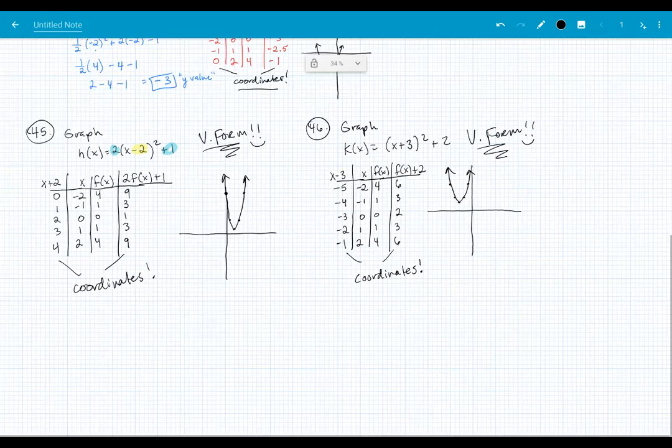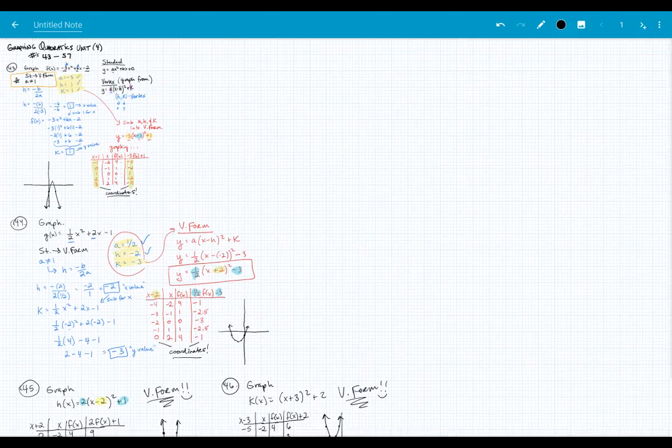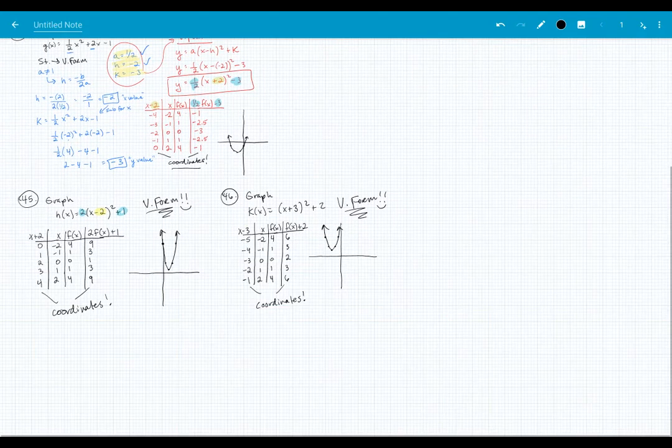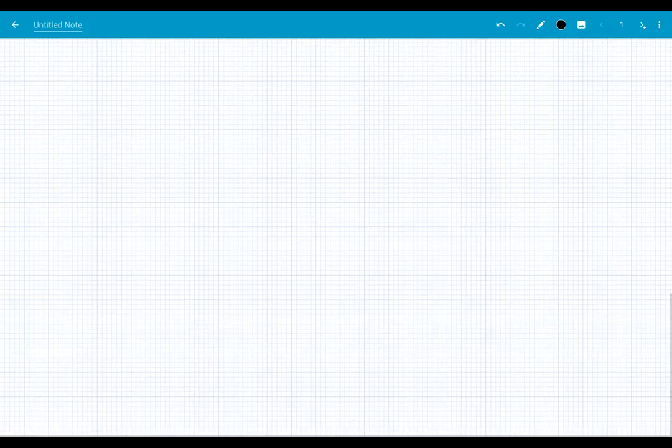So, all done with the graphing, which is convenient. Like I said, feel free to go back onto any of these problems at any point, should you feel inclined. It's no big deal. Okay.